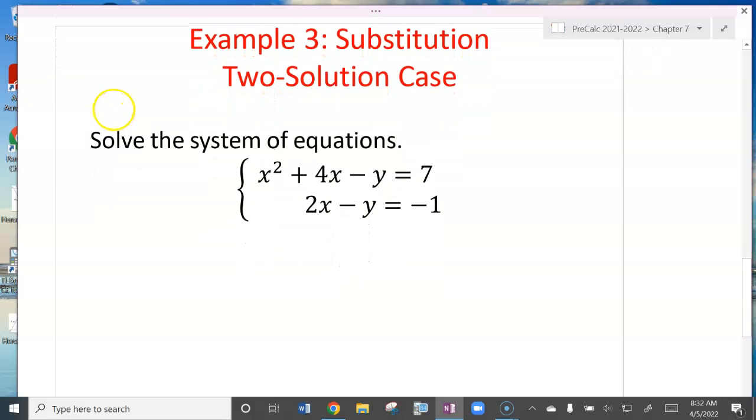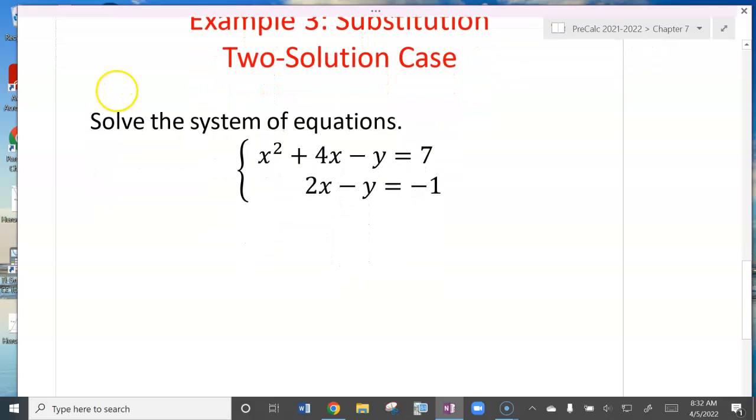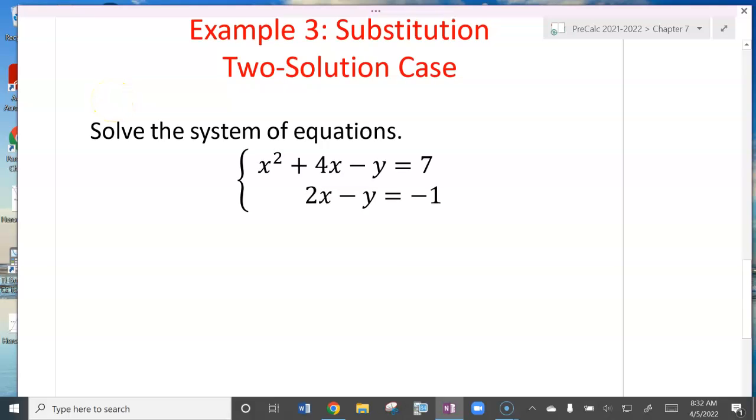Okay, this one is example 3, substitution, 2 solution case. So check this out. We have an x squared, so we're going to be doing a system with a quadratic and a linear. When that happens, you can very easily have two solutions. Here's an example. A quadratic looks like a parabola, and then here's a line. You can see how a line can intersect a parabola at two different places. So that's why we can have two solutions.